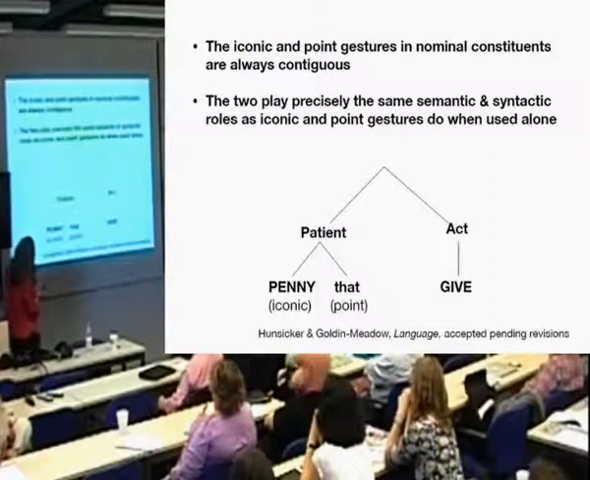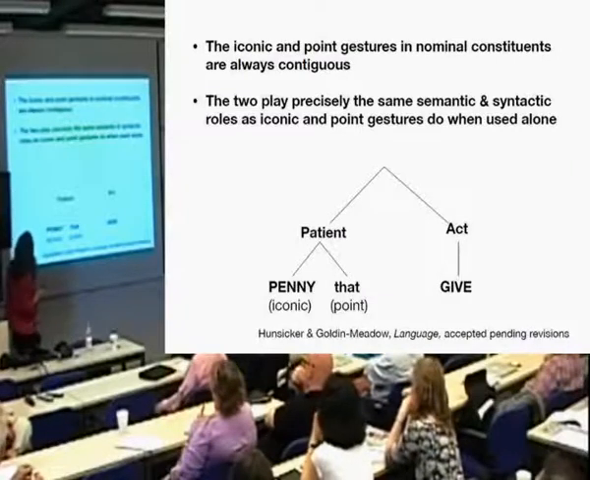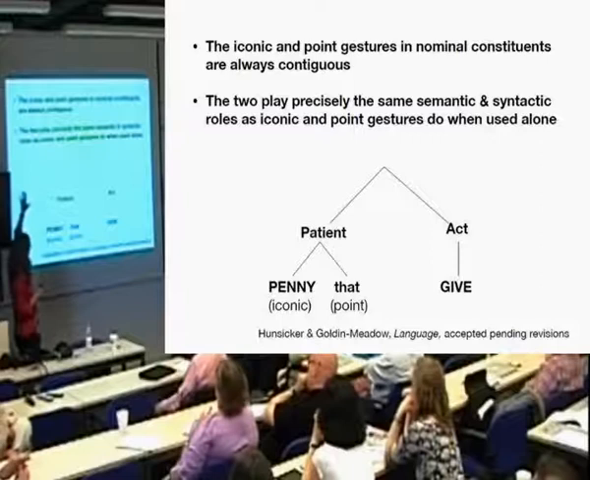The other reason to suggest that they might be units is that these two, the point at the little bird thing, play precisely the same kinds of semantic and syntactic roles as iconic and point gestures do when they're used alone.